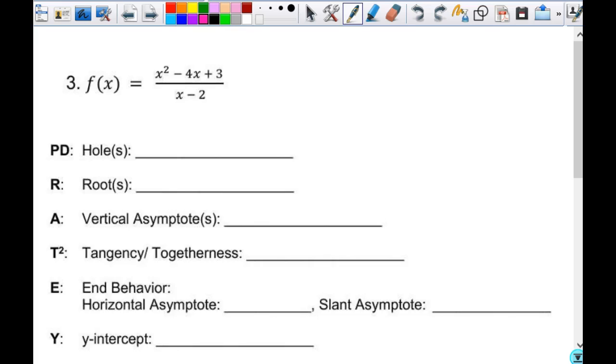Okay, so here's number 3, which is on part 1 of the graphing rational functions notes. The first thing I want to do is factor this. The numerator does factor. It's going to factor into x minus 1 times x minus 3, all over x minus 2. When I go to look for my holes, there's not a common factor, so there are none.